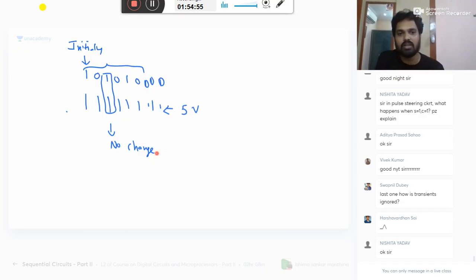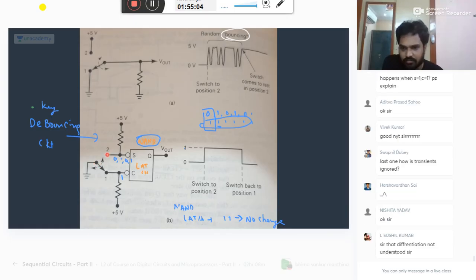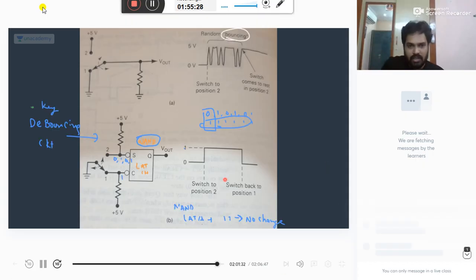Transients are ignored because, see here, suppose you are connecting this input to here or here, you assume anywhere. What is the doubt in differentiation? Sushil, what is the differentiation of this signal? Here it is changing from 0 to 1, now you get a slope, d by dt not 0. In the remaining period it is constant, d by dt is 0. Again the slope is there, d by dt non-zero.